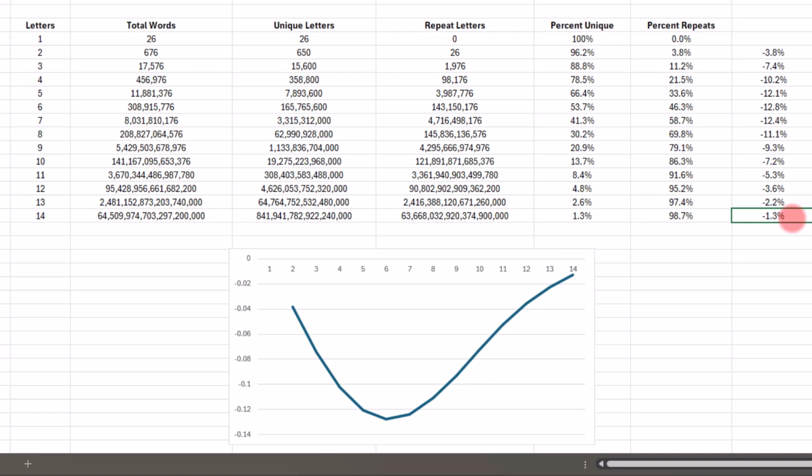In other words, there's almost no difference between going from, let's say, 13 to 14-letter words. There are just not going to be big differences because we've pretty much covered all of the combinations. We're so close to 100%.